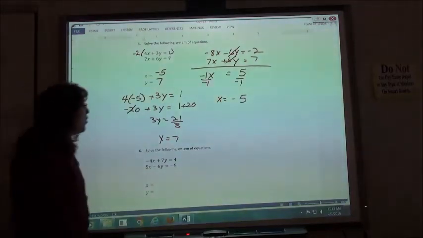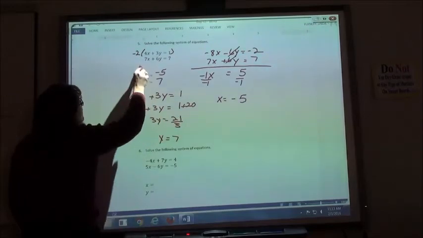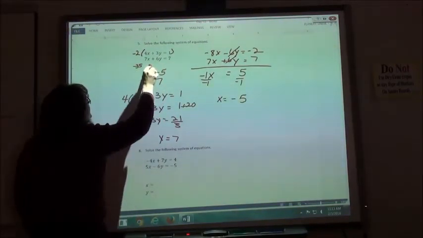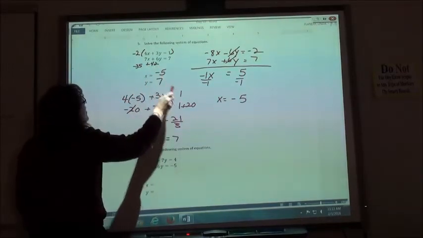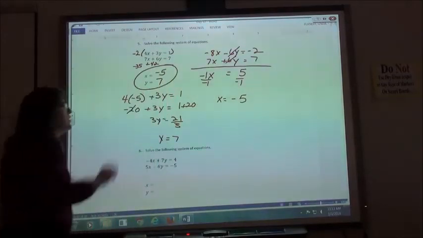Again, if I just want to quickly double check myself, 7 times the x value of -5 is -35. 6 times the y value of 7 would be +42. -35 plus 42 is 7. Yep, checks out.